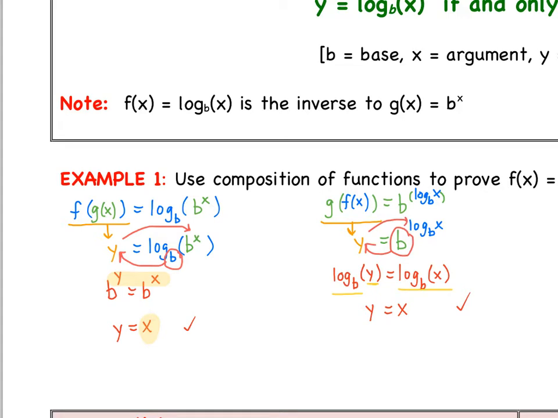Now what we should notice is that we have a log base b on the left and a log base b on the right. When this happens, we can set those arguments equal. And so the right side simplifies to be x. Therefore, we can go ahead and say these are inverses.